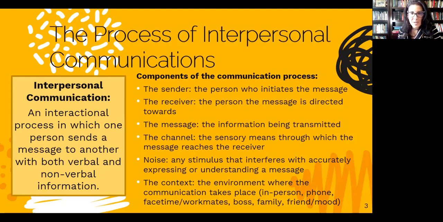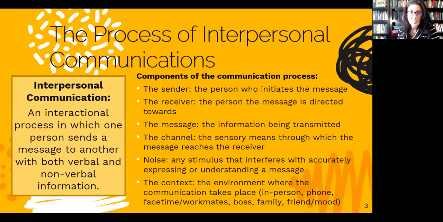Components of this communication process. We have the sender, which would be the person speaking, right? The person who is initiating the message. We have the receiver, the person who the message is directed at. We have the message itself, the information that's being transmitted. We have the channel, the sensory means that we're expressing that, where the message reaches the person. So we can have our ears, we also have our eyes with all of the nonverbal communication that we take in. We also would have not just words, but if there's sound or other noises around, that would all be a part of that.